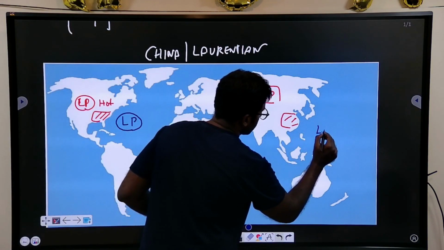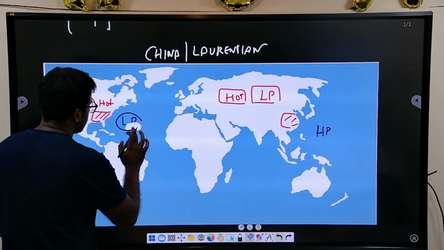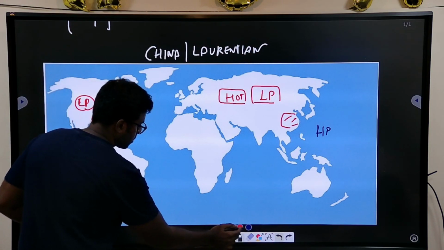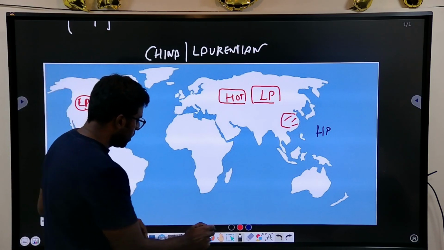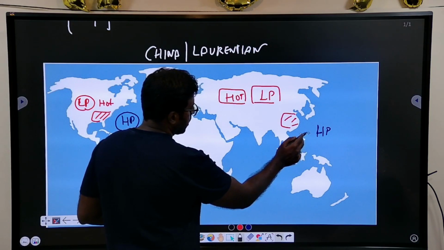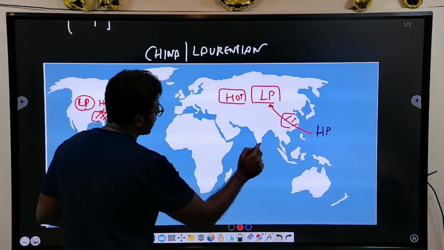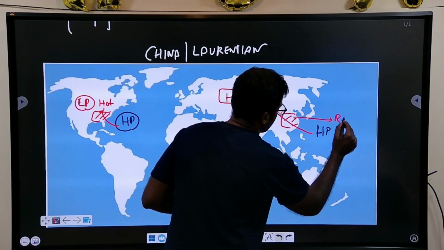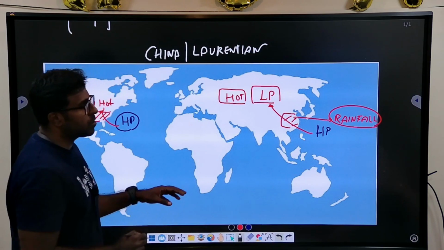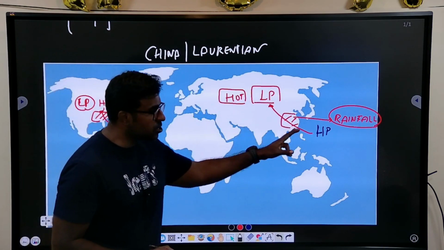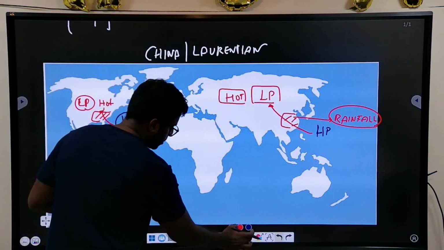This is high pressure, low temperature. This is low temperature but high pressure. You should always know that air or wind will travel from high pressure to low pressure. And hence you will find rainfall in this region. So during the summer, you will find rainfall because of this high pressure and low pressure and differential heating of land and water. And that is the simple explanation of the China climate.